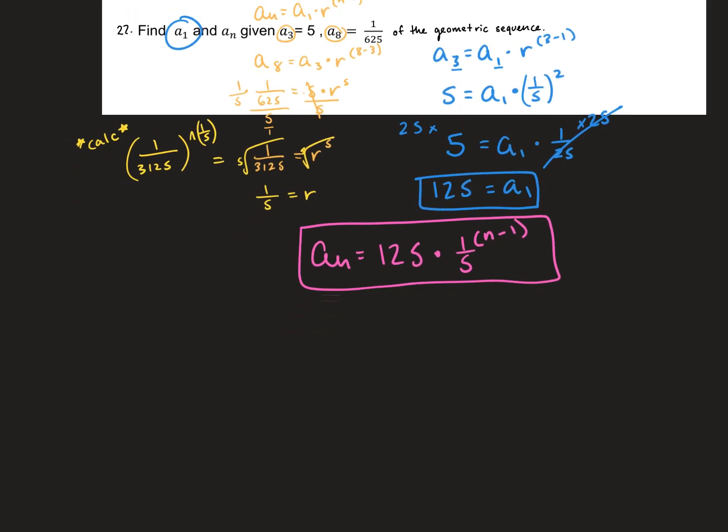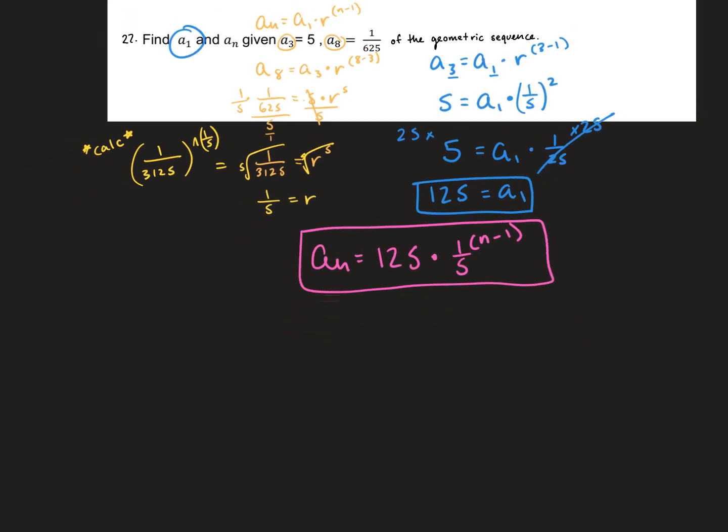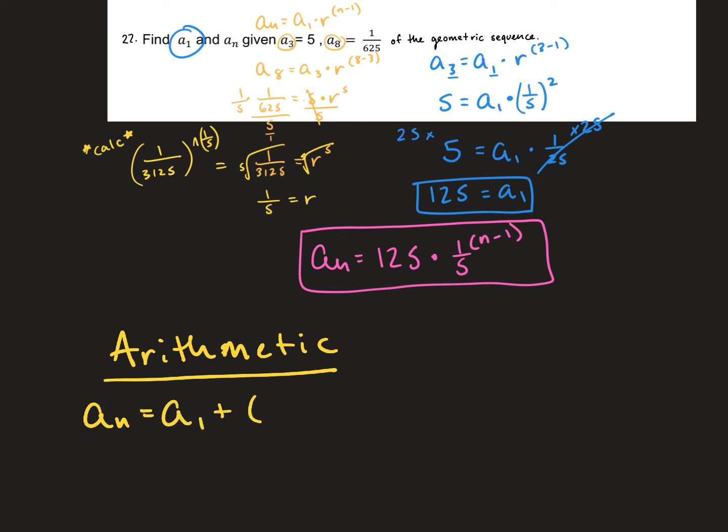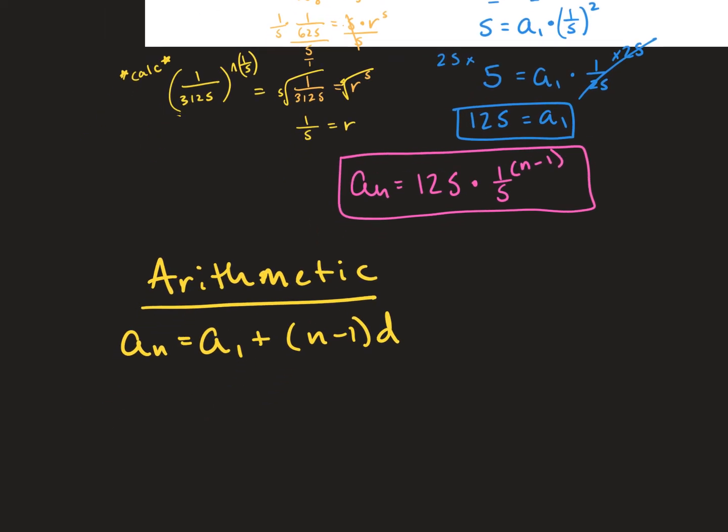Just as a little reminder, note, study tip, I guess, there are 5 formulas that we need to remember. So we have arithmetic, which is a sub n equals a sub 1 plus n minus 1 times d. We also have the sum of an arithmetic sequence, which is n over 2 times a sub 1 plus a sub n, so the first times the last.